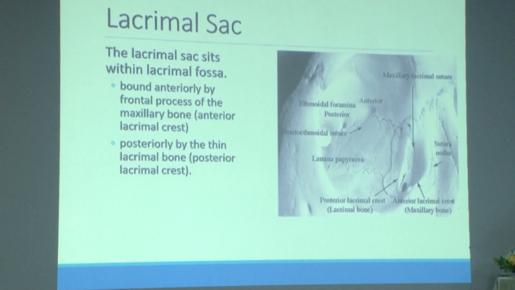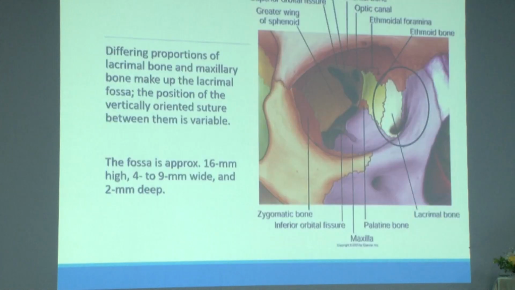So, coming to the lacrimal sac: it sits in the lacrimal fossa, and it is bounded anteriorly by the frontal process of the maxilla bone, and that is called the anterior lacrimal crest, and posteriorly by the thin lacrimal bone, known as the posterior lacrimal crest.